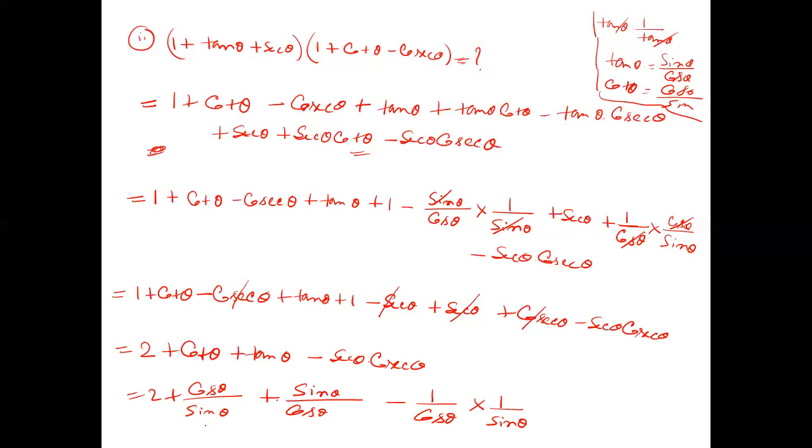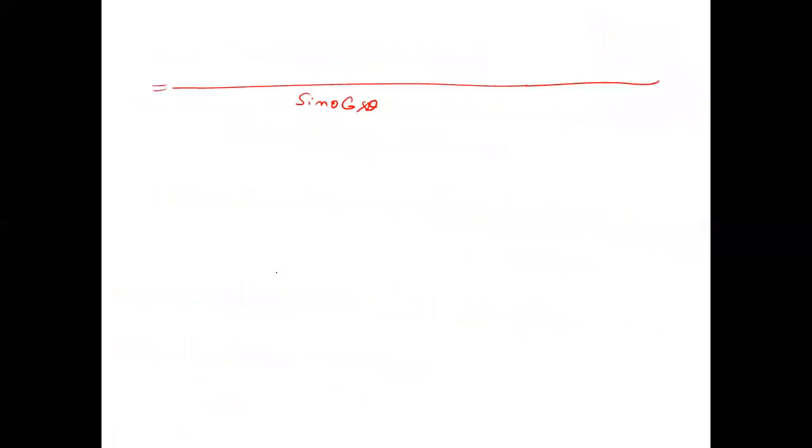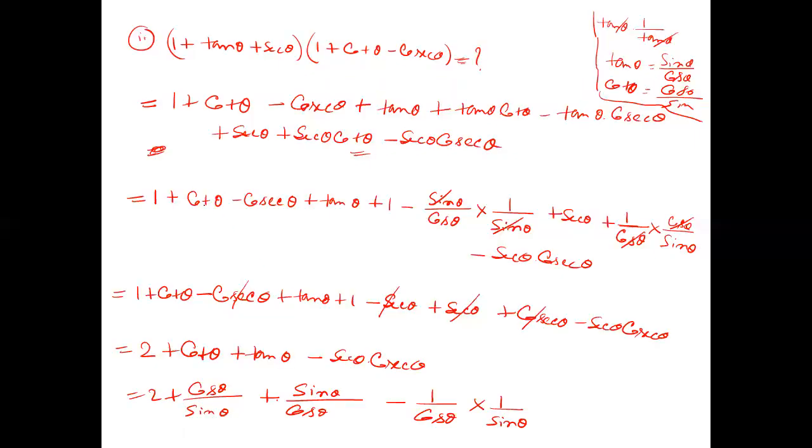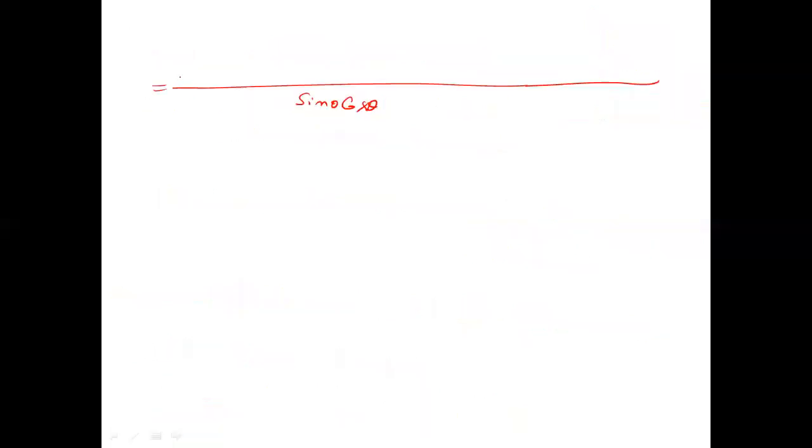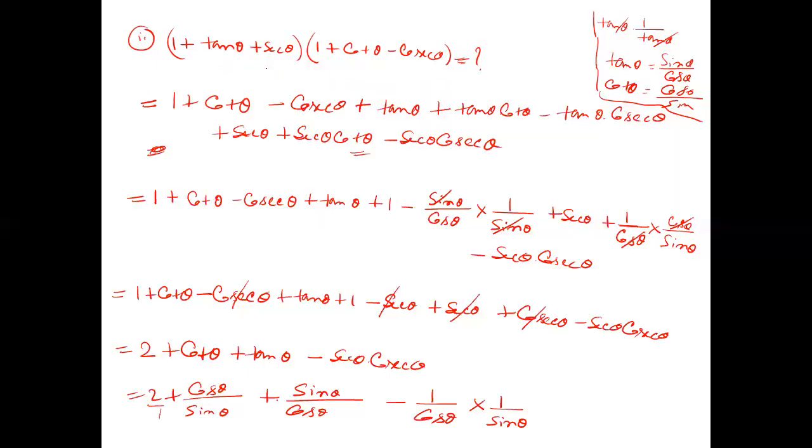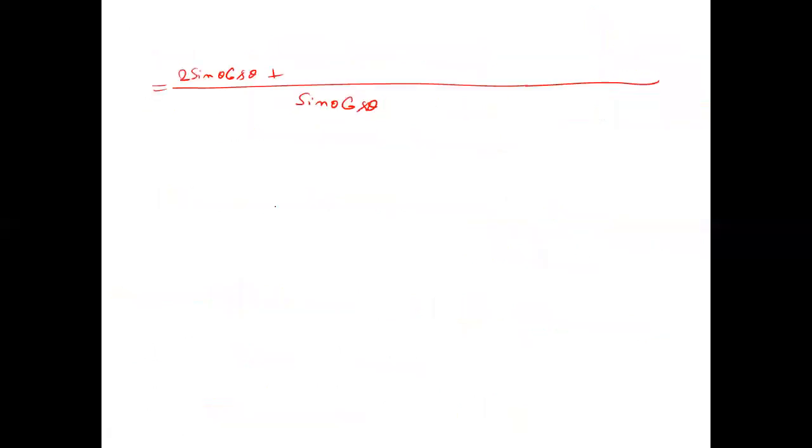Now if you take the LCM, in the denominator it will be your sin theta into cos theta. Yes or no? Yes. So then it will be, now see here, 2, that means in the denominator is 1. So the first term will be 2 sin theta cos theta. Then your second term, sin theta is there. So if you simplify, it will be cos square theta.